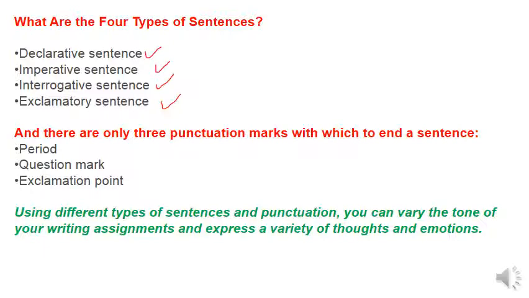Some end with a period, others with a question mark, and another kind ends with an exclamation point. Using different types of sentences and punctuation, you can vary the tone of your writing assignments and express a variety of thoughts and emotions. It means that these sentences will allow you to express your thoughts, your emotions, your feelings in different ways.